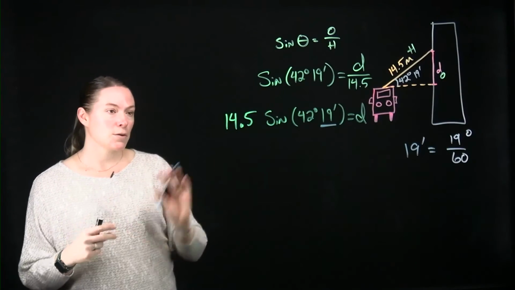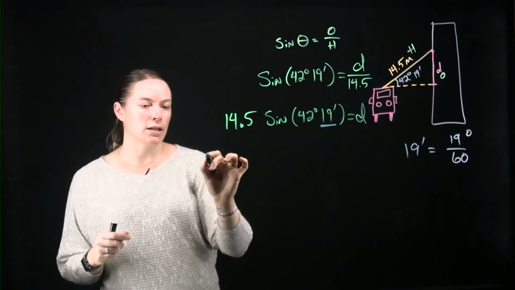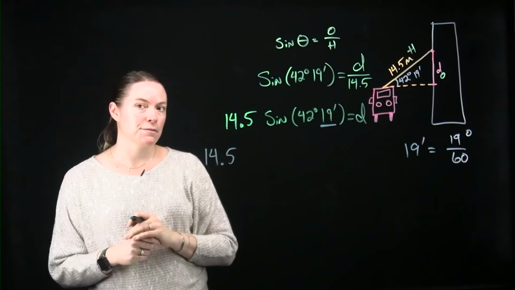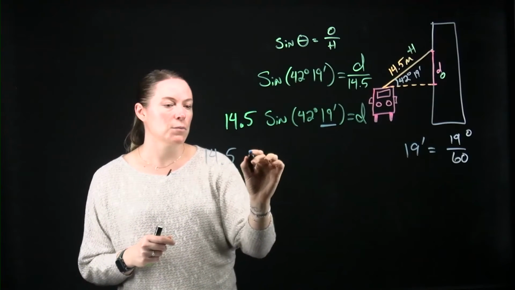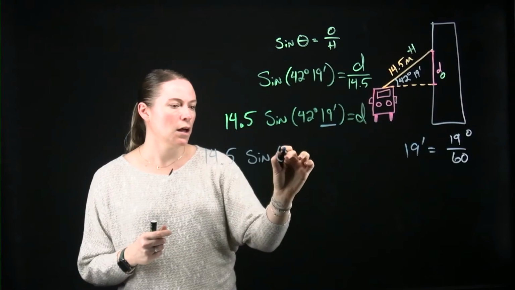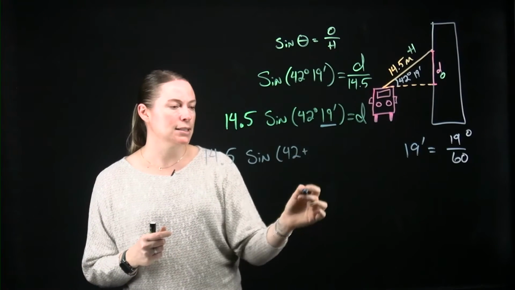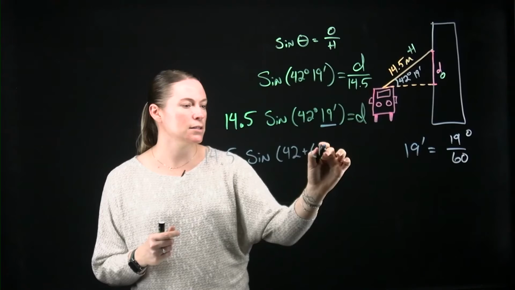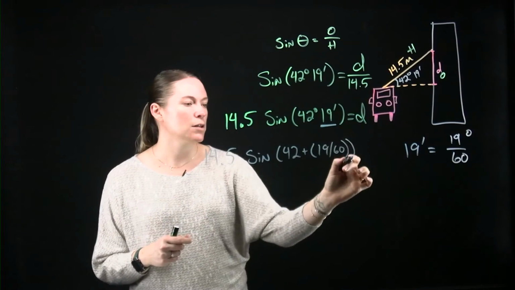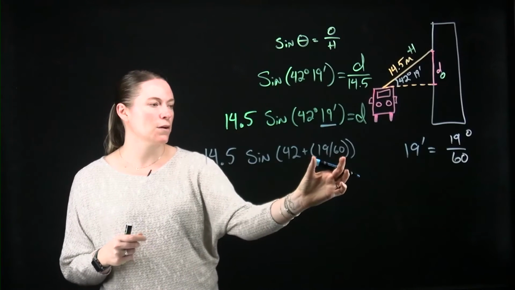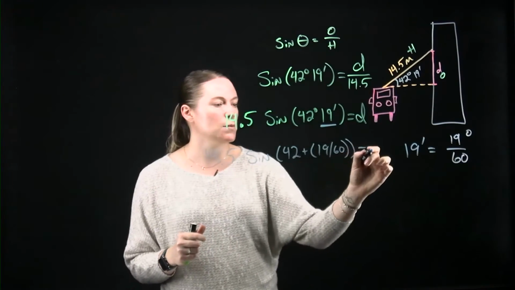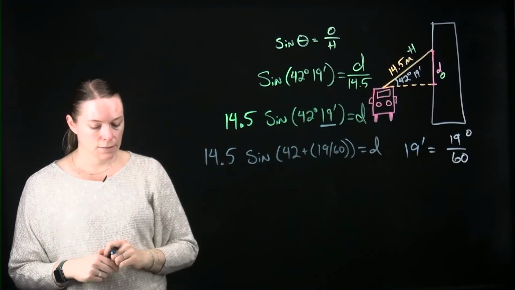Now when I put this in my calculator, I can get it all in one string. So I would write this as 14.5. Then I would put in sine, so this will be multiplied, of 42 plus, I'm going to open up a set of parentheses, 19 divided by 60. I'm going to close both sets of my parentheses. So I've got one set here and I've got one set here. And that's going to be equal to the distance.